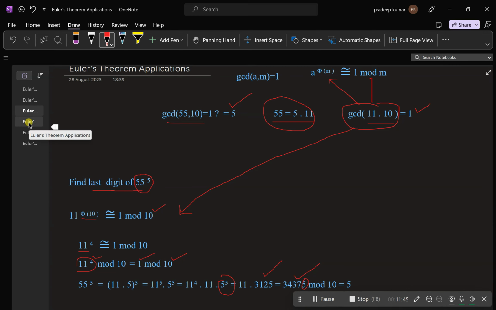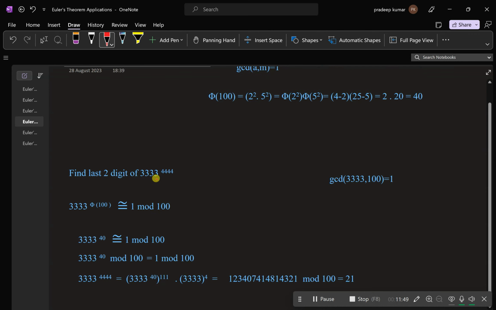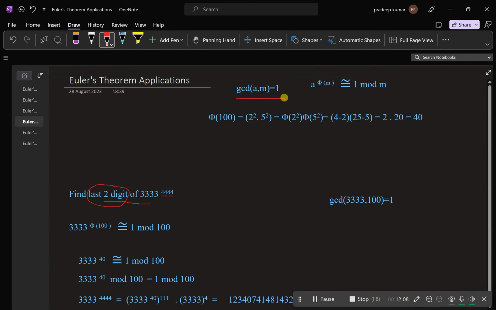Now let us go to one more problem. This is also a different kind of problem. What are the last 2 digits of 3333 raised to the power of 4444? Once they say last 2 digits, what should come to our mind? 100 should come, not 10. If they say last digit, then 10 should come to our mind. So again, first we'll apply this formula here. Is the GCD of 3333 and 100 equal to 1? Go ahead and find out, it will be 1.